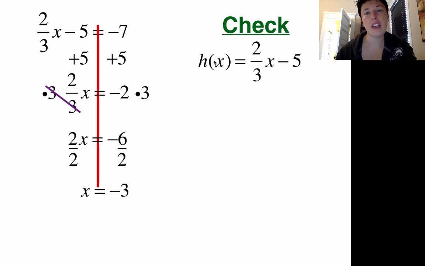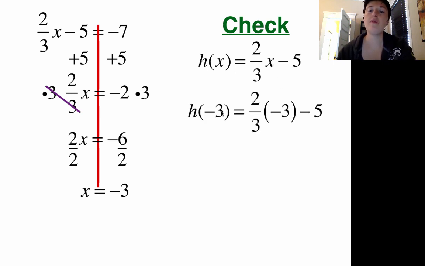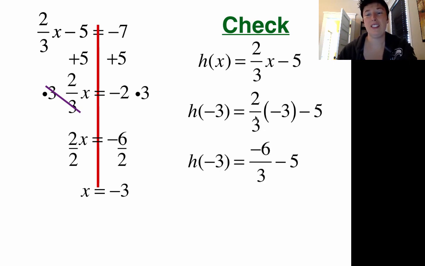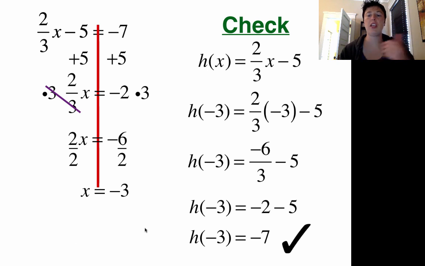So remember what h of x was equal to. h of x is 2/3 x minus 5. Now, if I replace the x with my answer, -3, I better get negative 7. So let's put negative 3 in here. h of negative 3 would be 2/3 times negative 3 minus 5. Okay, let's do a little math. 2 times negative 3 would be negative 6, but it's over 3, so negative 6/3 minus 5. 6 divided by 3 would be 2, so it would be negative 2 minus 5, and negative 2 take away 5 is negative 7. Yes, check, it worked.